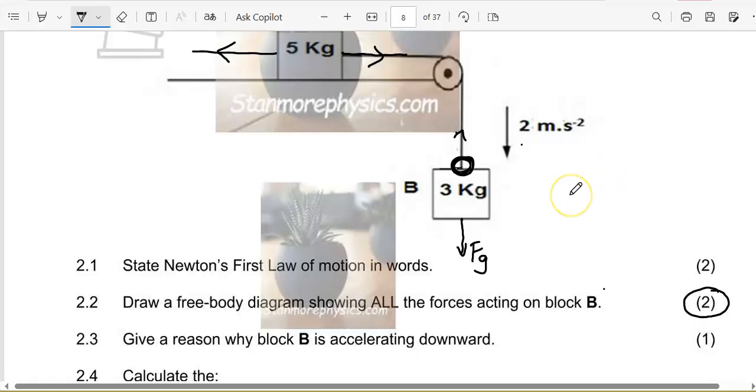And which other force? They said action-reaction force pair. So the other force will be the force that the box exerts on the rope. So that point is the action-reaction force pair. You understand that part, right? Yeah.